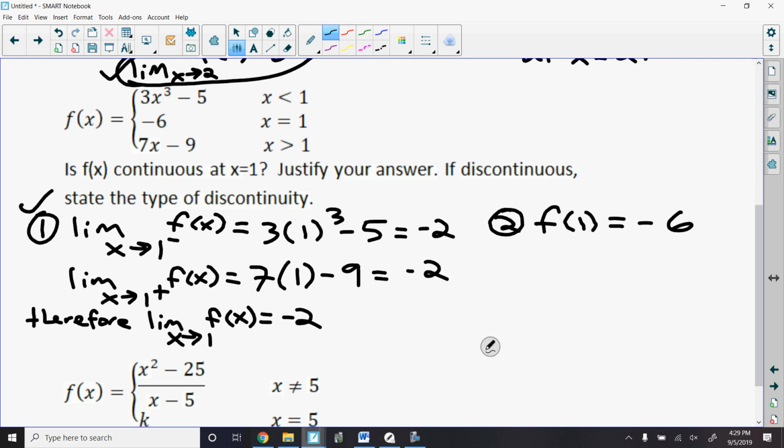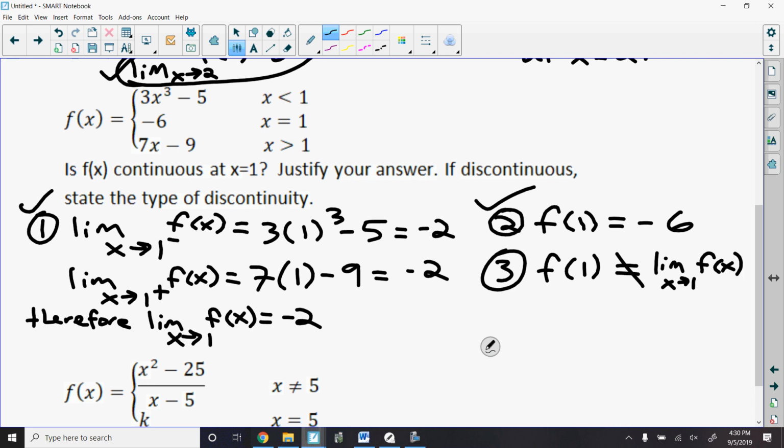Again, I checked number 1. I checked number 2. Well, what happens at step 3? My function is defined, my limit exists, but the two things are not equal to each other. So I'm going to say f of 1 does not equal the limit as x goes to 1 of f of x. Okay? Therefore, f is discontinuous at x equals 1. Okay?